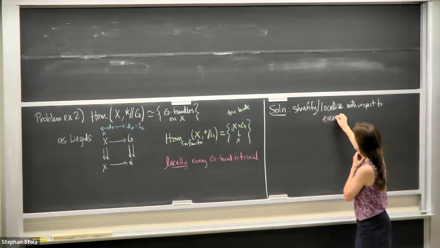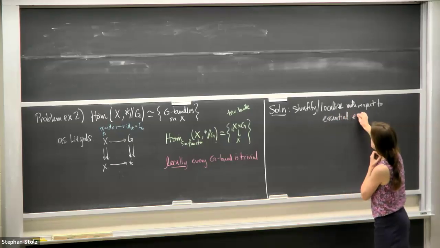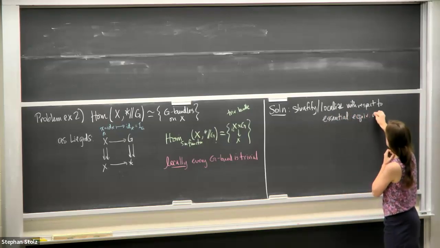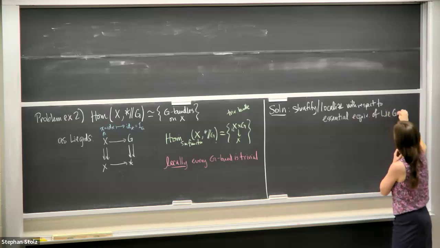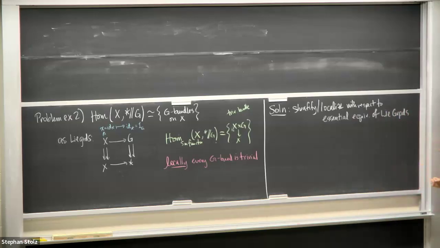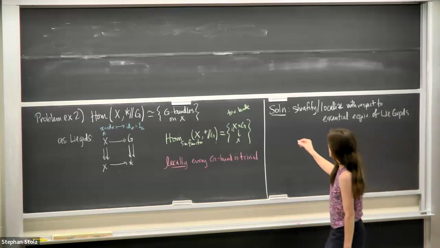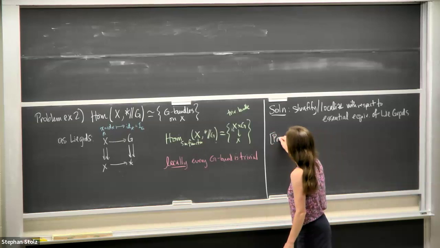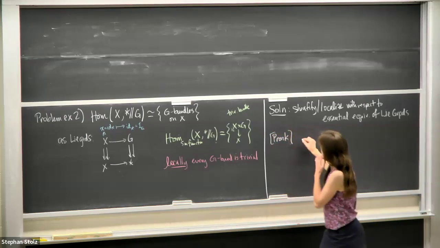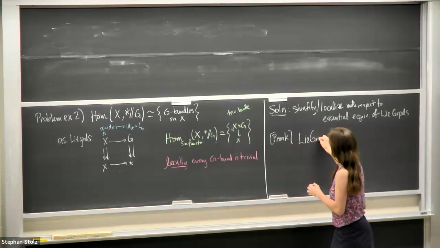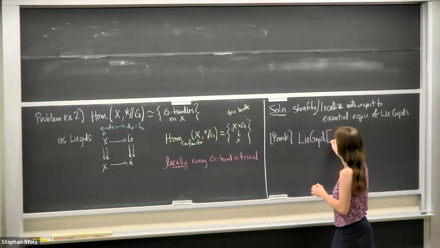These will be essential equivalences of Lie groupoids. These are morphisms of Lie groupoids that are kind of the analogue of fully faithful and essentially surjective, but they have surjective submersion properties to make them work nicely with the manifold aspect. And this is a result of Pronk, that this category satisfies the things that you need in order to be able to localize.